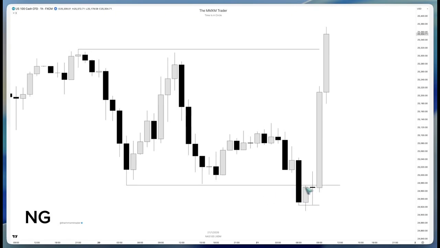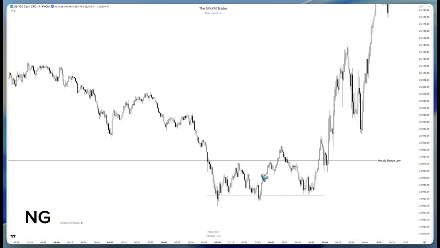Okay, and we're going to look at this low here and drag it across and annotate it as the hourly range low. And we're going to look at the 1 minute. Okay, let's look at the 1 minute here.